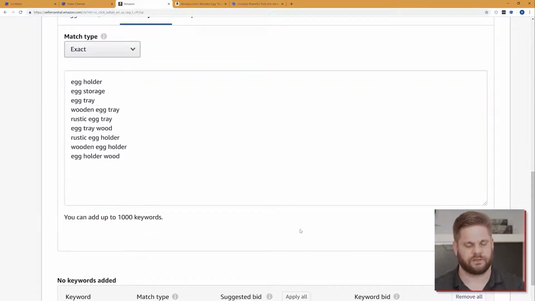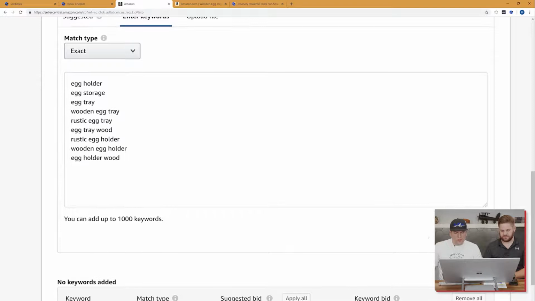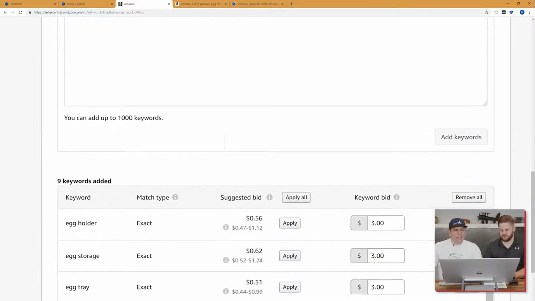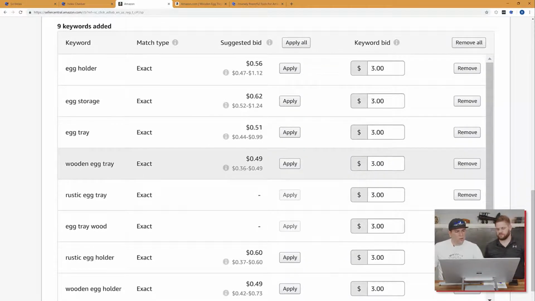It's all got to be vertically centered like this. Yep, and then the next step is we're going to go ahead and add these keywords. Okay, now it adds it down here below. There's 9 of them. And now notice how we got the match type right here. We got the keyword on the left.